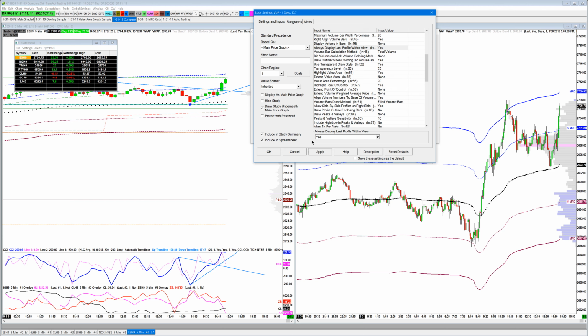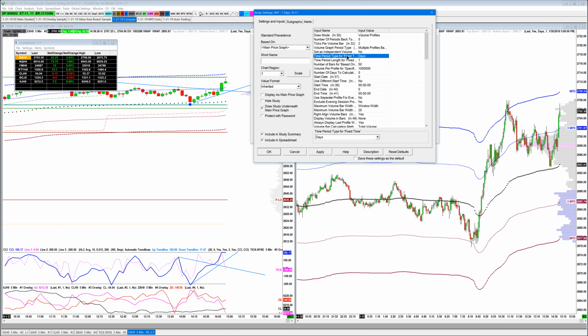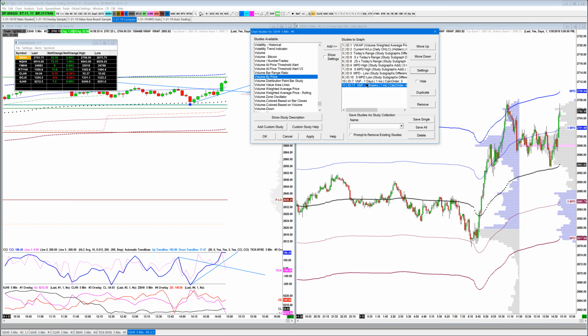So once I have this looking the way I want, I could just hit apply, hit OK, and then I could actually duplicate it. Notice how the volume by price name here changed to VBP 1 day. So with this study, because we're changing really the structure of it, it's going to tell us the description of the study right in the name. I'll just duplicate it, and then in the settings section, I'll change this time period for fixed time to weeks, like that.